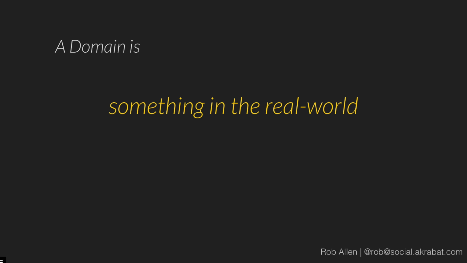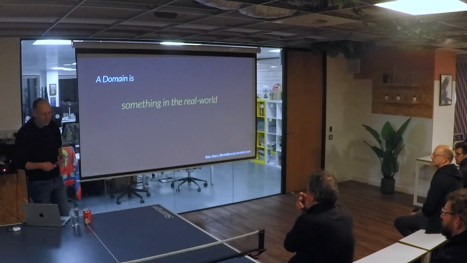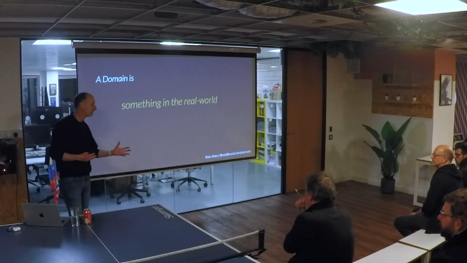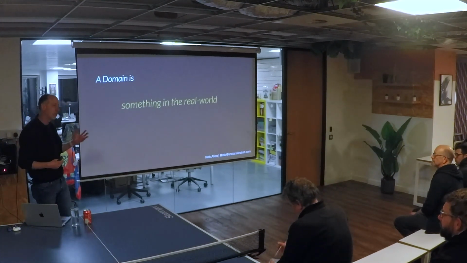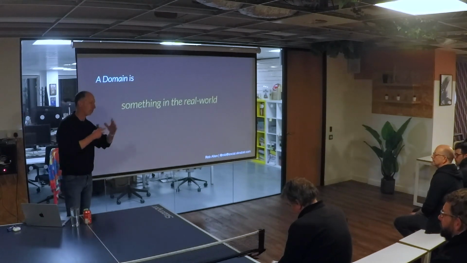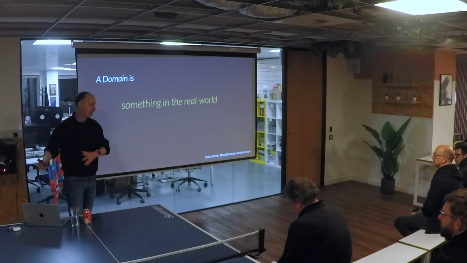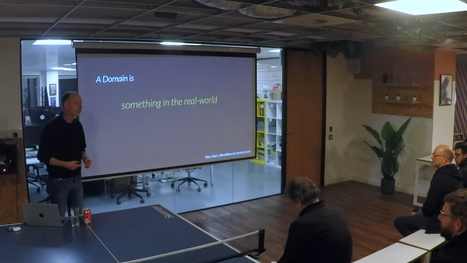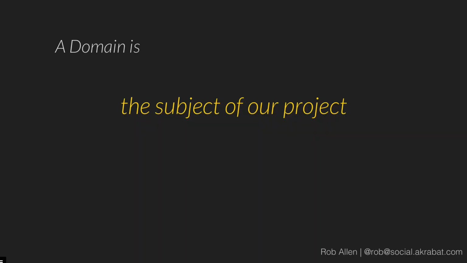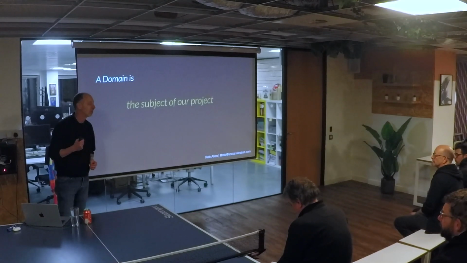So the domain is something in the real world. It's normally a set of processes that involve people. Normally, we are talking about achieving a goal. So we have a problem, we have people, we have a process, we get a solution. That's what we're writing our software for, normally because there is a real-world thing that needs to be done. The domain is therefore the subject of our software project.